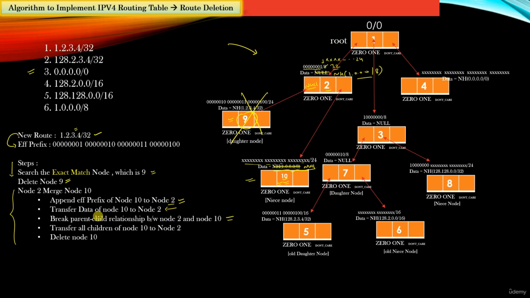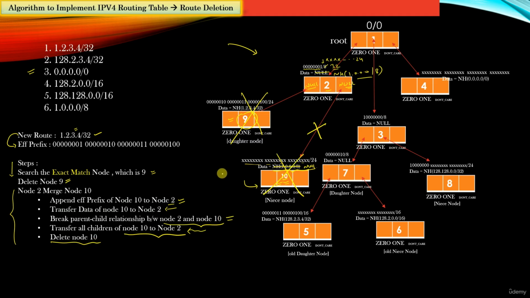Then the next step says to break the parent-child relationship between node 2 and node 10. That is, this linkage is broken, so node 2's don't care child becomes null. The next step says to transfer all the children of node 10 to node 2. In this case, node 10 is a leaf node and does not have any children, so there is no transfer. But if node 10 had any children, they would have been moved as children to node 2. And finally, delete node 10 as well.